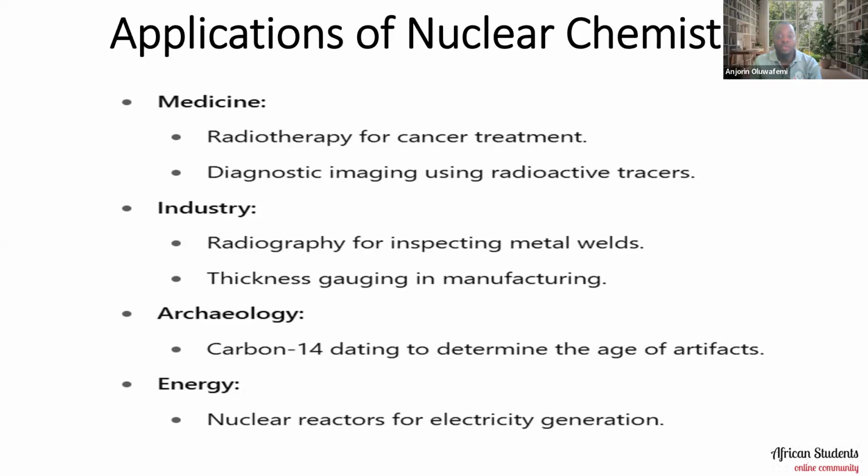In energy, nuclear reactors are used for electricity generation. So we can also use the knowledge of nuclear chemistry for generating electricity. Although this must be done with a lot of safety precautions in place so that we don't have what happened in Chernobyl, whereby there was a nuclear reactor issue, and that caused a lot of problems to the community and the environment in general.